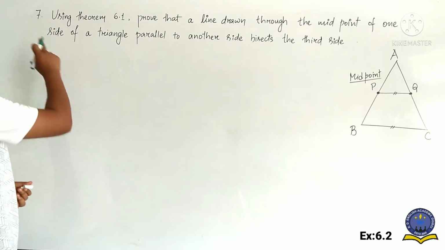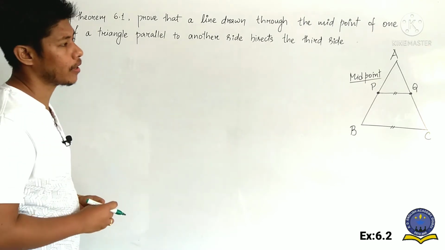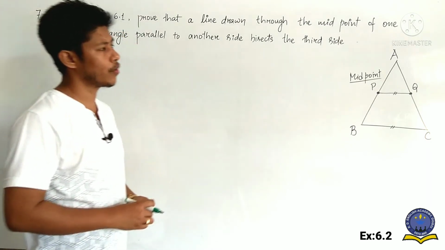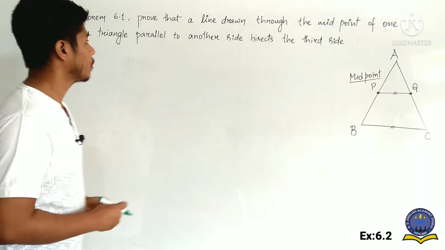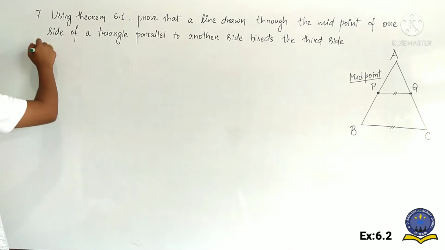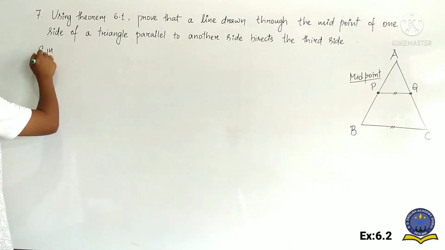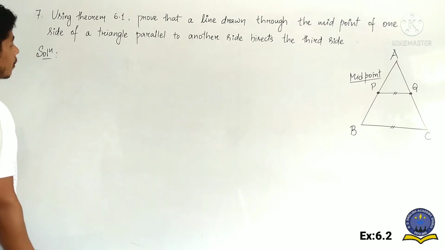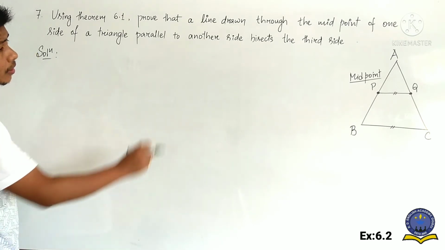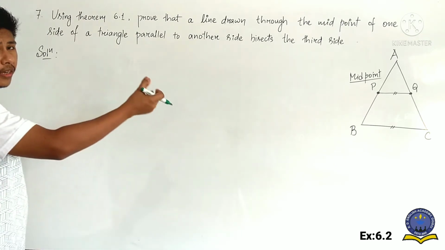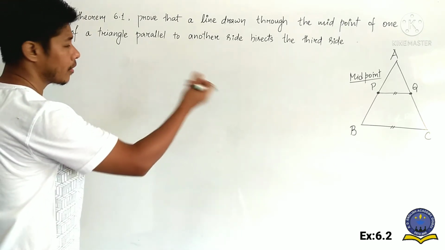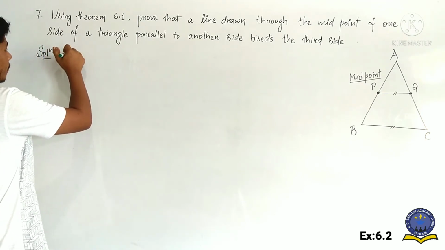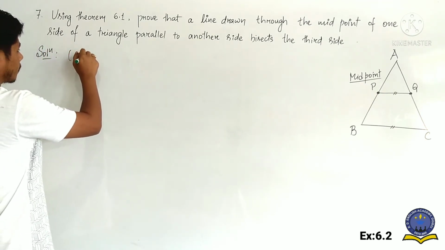Here, using Theorem 6.1, that means with the help of the basic proportionality theorem or Thales theorem, we have to prove this. So at first, when we start the solution, we have to consider the triangle. So you have to write: consider the given figure, or let us consider a figure. In this way you have to write.